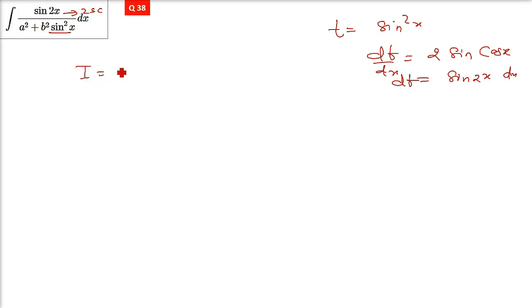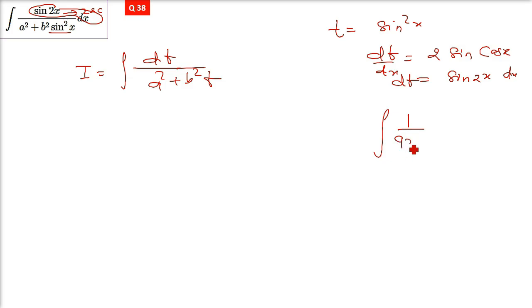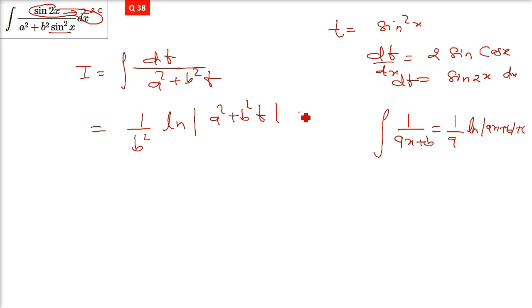Numerator is directly in our hand. So I equals the numerator, which is sin 2x dx, can be replaced by dt, and the denominator a square plus b square t. Don't worry about the square or cube or whatever, because these are just constants. So 1 by ax plus b, a square, b square, a cube, b cube, whatever it is, doesn't matter. The result remains the same. 1 by a ln modulus of ax plus b plus c. So b square is taking the place of a here. So 1 by b square ln modulus of a square plus b square into t plus constant of integration.